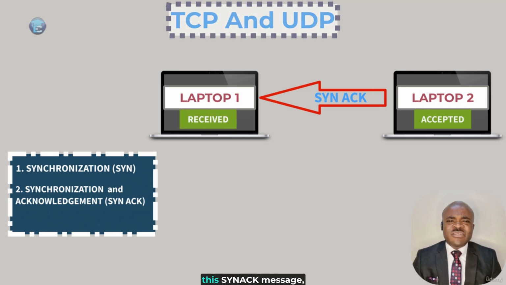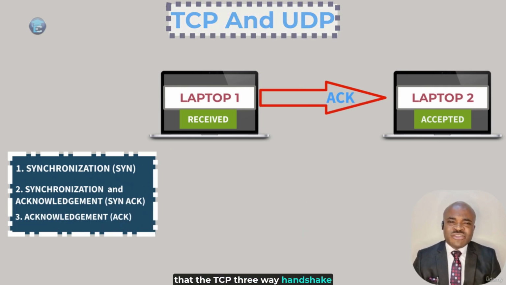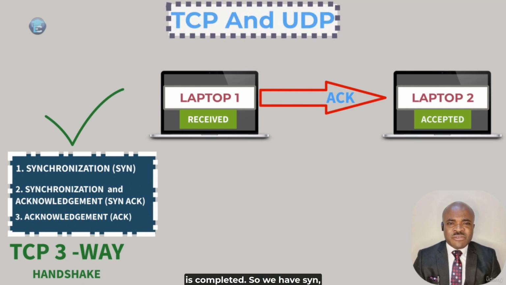When laptop 1 receives this SYN-ACK message, it is going to conclude the three-way handshake by sending a final ACK message, acknowledging that the TCP three-way handshake is completed. So we have SYN, SYN-ACK, and ACK, which completes the TCP handshake. TCP is considered to be a connection-oriented protocol because of the way this connection is set up. When we talk about UDP, this is considered to be a connectionless protocol. And what this implies is that it doesn't require a session to be set up as TCP does in order to communicate. So how does TCP compare to UDP?